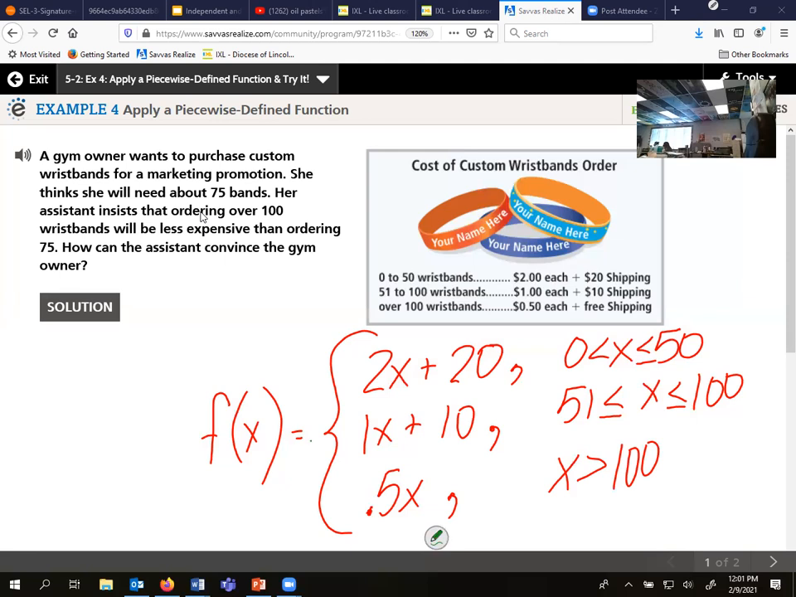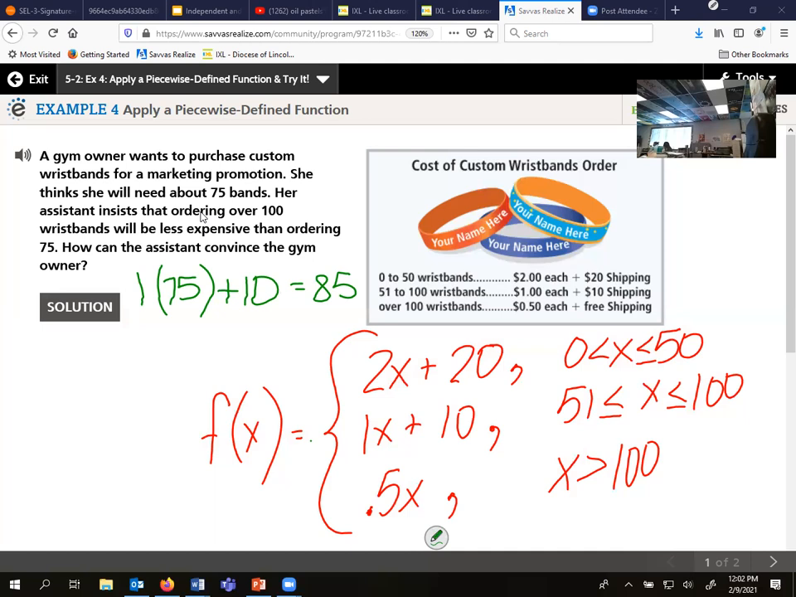It might sound weird, but when you look at it in words, you can see, this is how I calculate 0 to 50 and I only use it for 0 to 50. This is how I calculate 51 to 100, and I only use it for those numbers. And then anything greater than 100, I use that. So that's what we're going to look at. You can either make a graph to show how much the cost is, or we can just plug 75 into the rule, and then 100. Okay, so let's say that works.